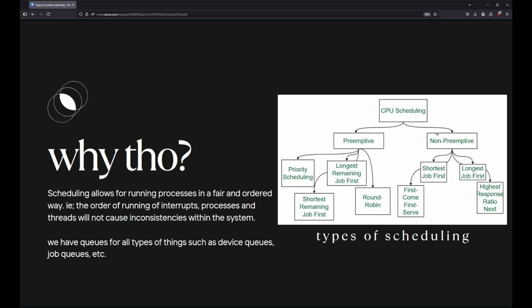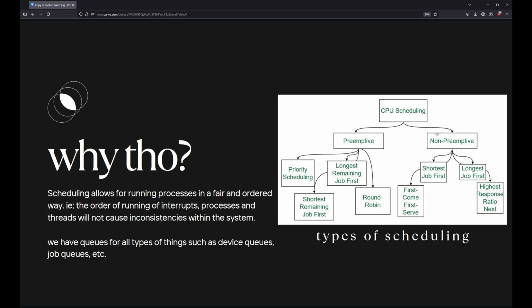Now, scheduling allows for running processes in a fair and ordered way, i.e. the order of running interrupts, processes, threads, and things like that, in order to not cause inconsistencies within the system. For example, we don't want threads running before or after each other in a way that they shouldn't be. We don't want processes to be interrupted when they shouldn't, and we want everything to be running in the best way possible, such that we're not even limiting other processes from running as well.